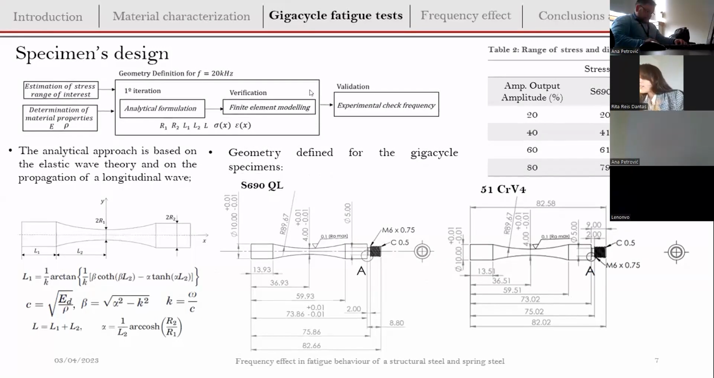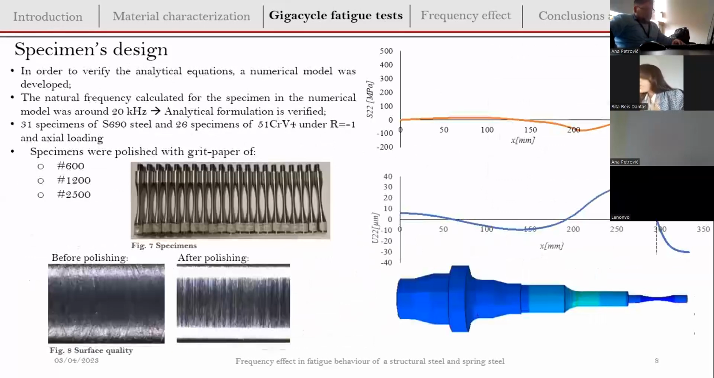Here you can see the geometries that we use it to test each of the materials that needs to be different because the properties of the materials are different, of course. So here you can see on the right side the numerical modeling and the stresses along the specimen, and as you can see, we have here a maximum stress at the middle section of our specimens.